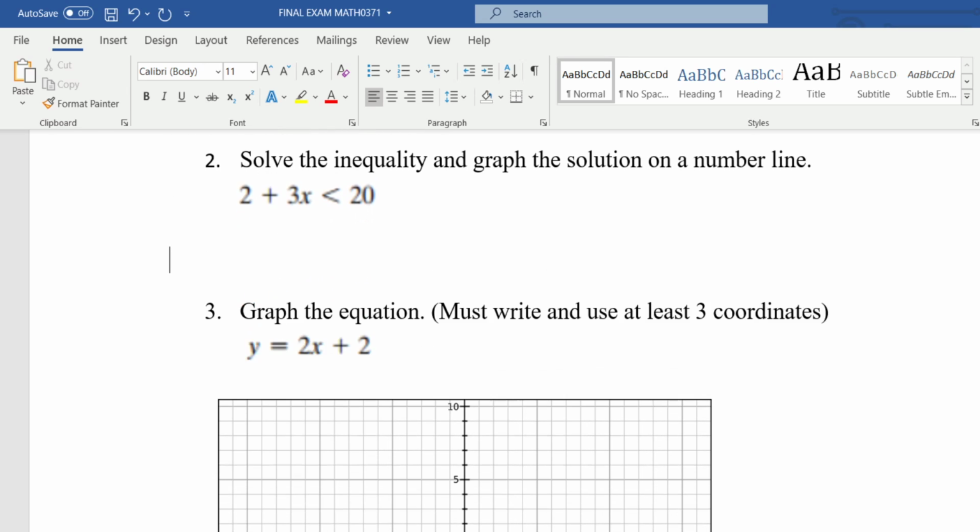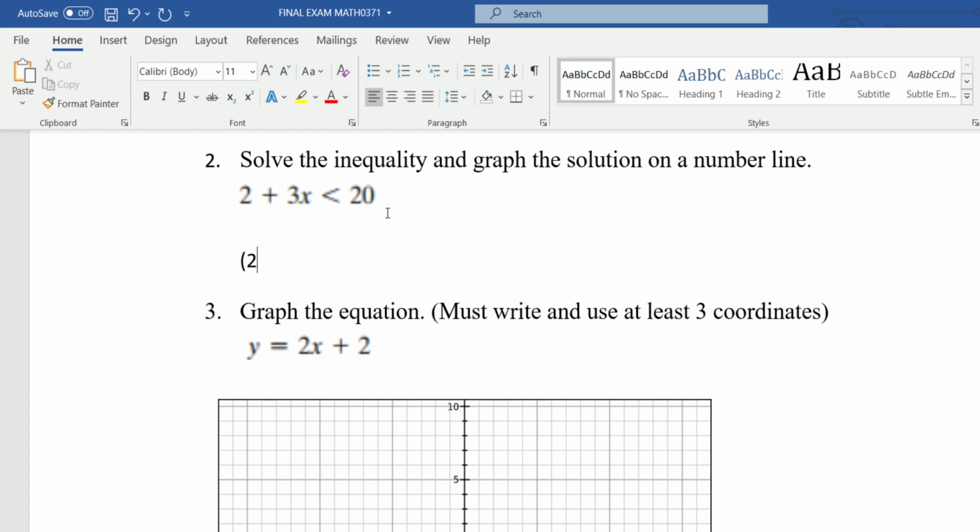Solve the inequality and then graph the solution on a number line. To solve an inequality, you treat it just like an equation, and the inequality sign is similar to an equal sign if you're just solving it. To solve this, we need to get x by itself. To get x by itself, we need to get rid of anything next to it. So we see 2 plus 3x is less than 20. Remember, think of reverse PEMDAS if you want to figure out the order of things to get rid of. So you should get rid of this addition first and then get rid of the multiplication. To get rid of the addition of 2, we have to subtract 2 from both sides.